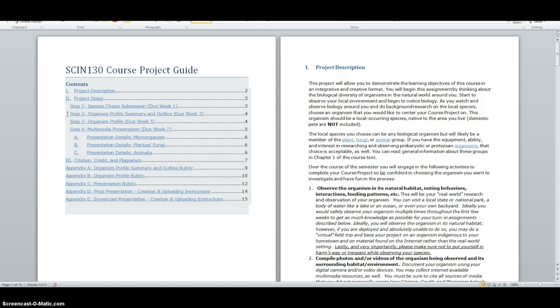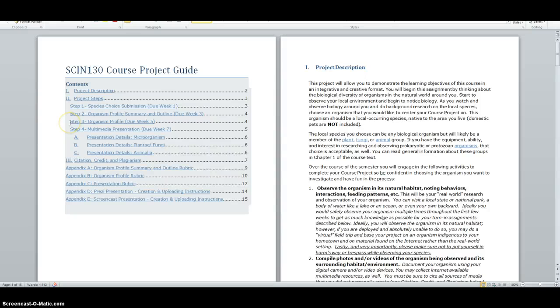Step number 2, the organism profile summary and outline. This is due week 3. This goes side by side with preparing you for your organism profile, which is due week 5. Remember, I said the organism profile is one of the two main components of the overall project, and it is a formal written paper. So in step 2, you're going to actually put together a general summary and outline of what you're going to include in that organism profile paper due week 5. More specific instructions are included in the course project guide as you go through.